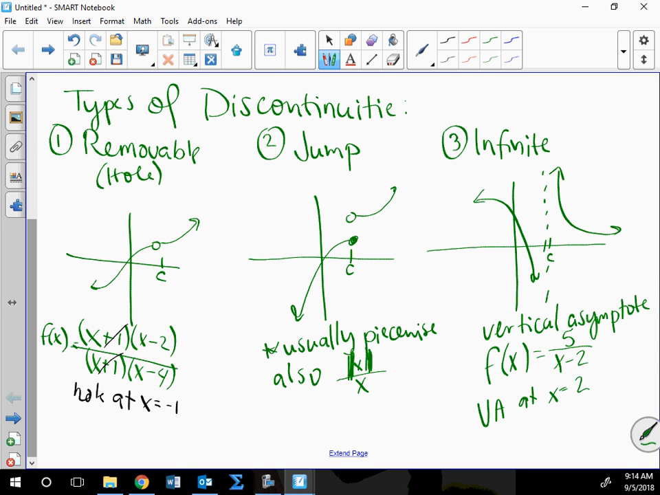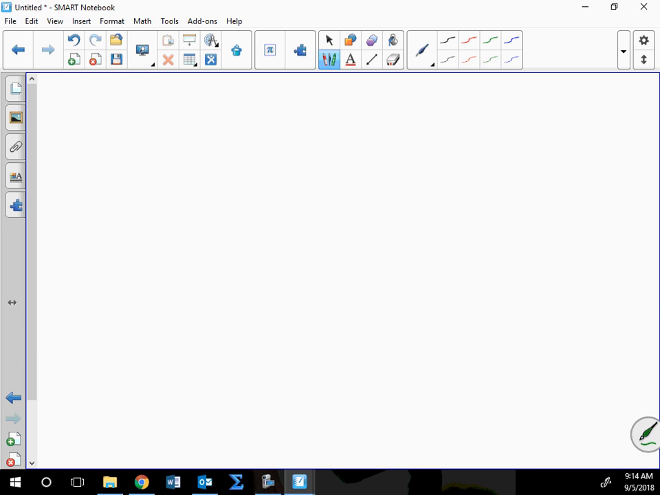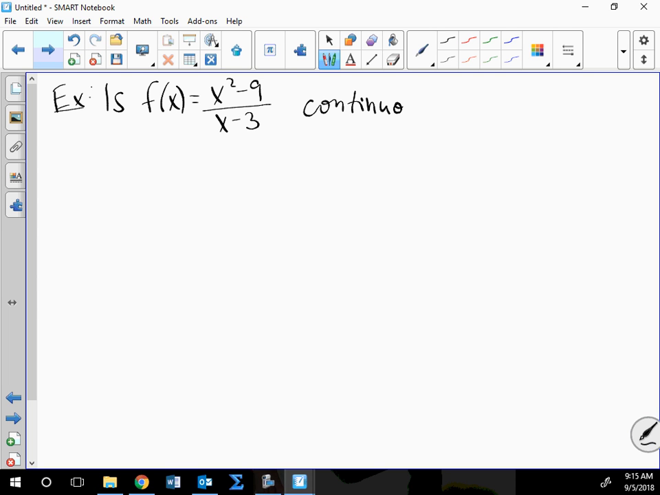Okay. Let's go and take a look at the function x squared minus 9 over x minus 3. Continuous at x equals 3, because this function includes an x.